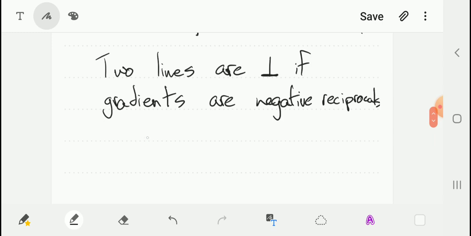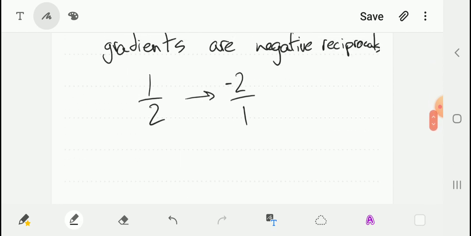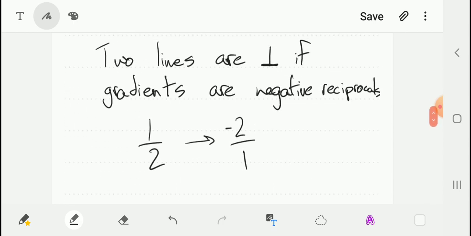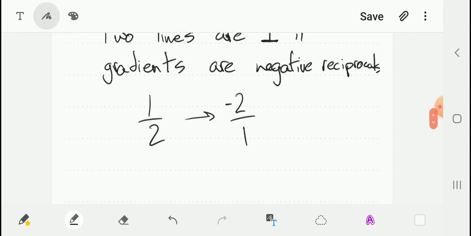If I gave you a fraction like 1/2 and asked what's the reciprocal of 1/2, the reciprocal you just flip. So the reciprocal is 2 over 1, or just 2. The negative reciprocal would be -2. Maybe pause the video and go over that again, or work that out for yourself a little bit. Let's look at an example.